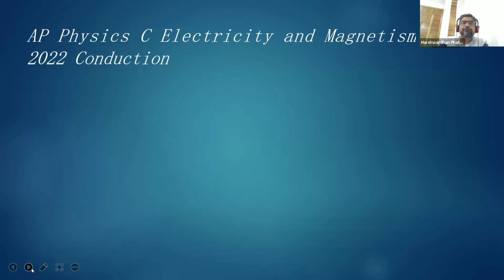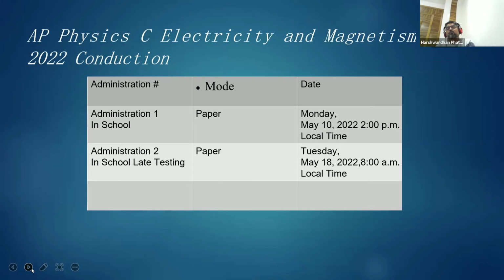All right. Now, coming to the AP Physics C Electricity Magnetism 2022 conduction. Okay. So these are the dates when the exam would be conducted. As you can see, the first administration would happen on 10th of May 2022, 2 p.m. local time. And the second administration or the late testing would happen on 18th of May 2022, 8 a.m. local time.